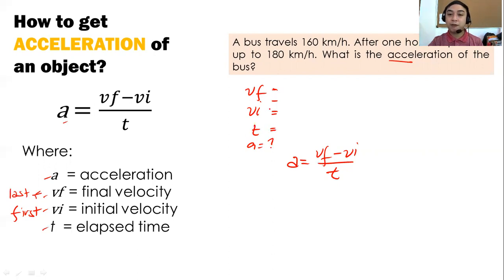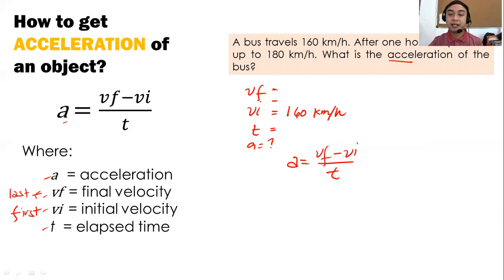So what is our first velocity? Let us look for the initial velocity first. The bus travels 160 kilometers per hour. At first, it traveled 160 kilometers per hour. So that is our initial velocity, 160 kilometers per hour.